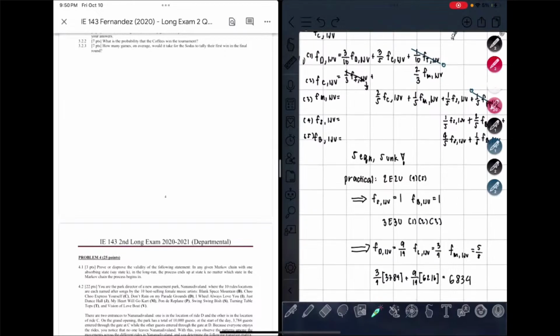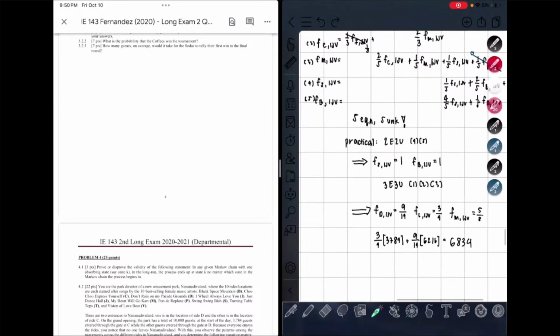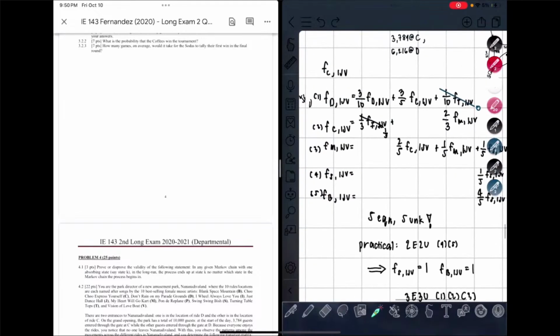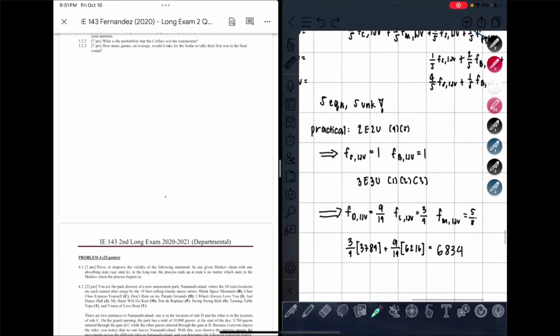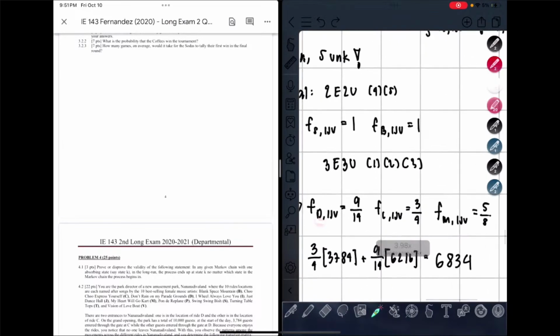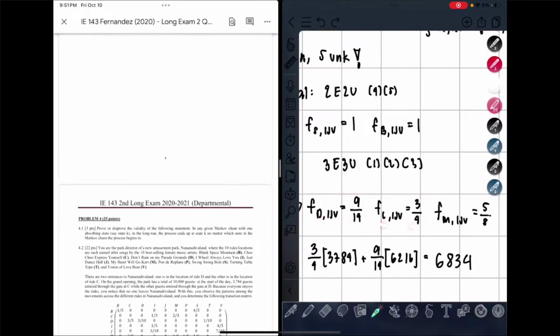So then, 5 equations, 5 unknowns. Okay, so now, it's down to 3 equations, 3 unknowns. So now this is solvable. And once you plug it in the calculator, these are the values that we get. So from D to IJV, 9 out of 14. C to IJV, 3 out of 4. And M to IJV, 5 out of 8.